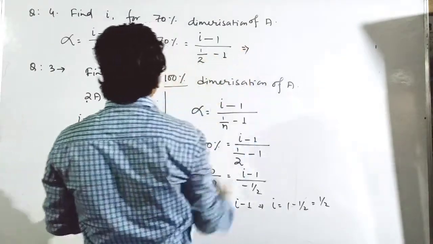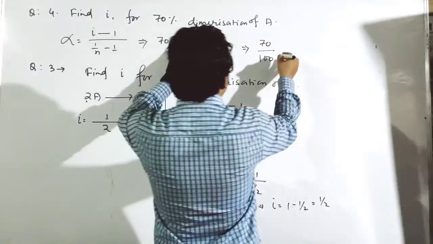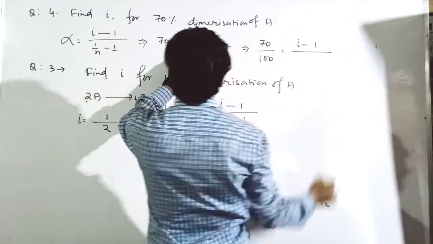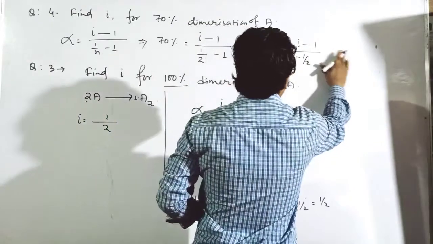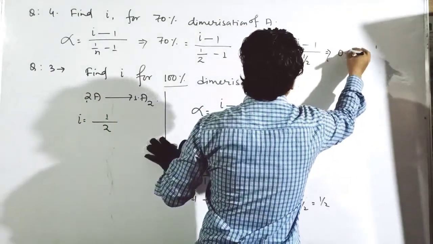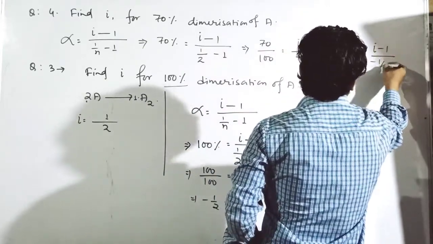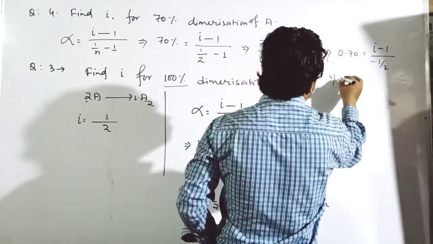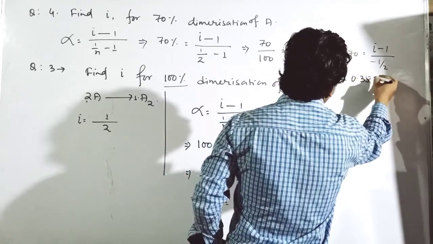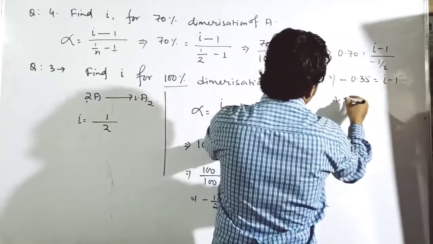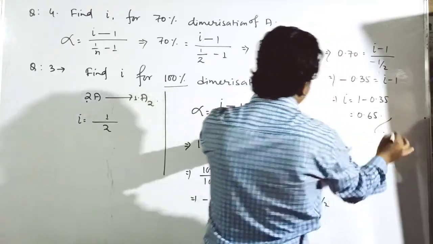Now simplify. 70% means if you remove the percentage, divided by 100 will be there, equal to I minus 1 over half minus 1. Half minus 1 is how much? Minus half. Now 70 by 100 is how much? 0.7. And this will be I minus 1 by minus half. If you multiply by minus half, it will be minus 0.35, equal to I minus 1. So minus 1 comes this side, so 1 minus 0.35, that is 0.65, will be the answer.